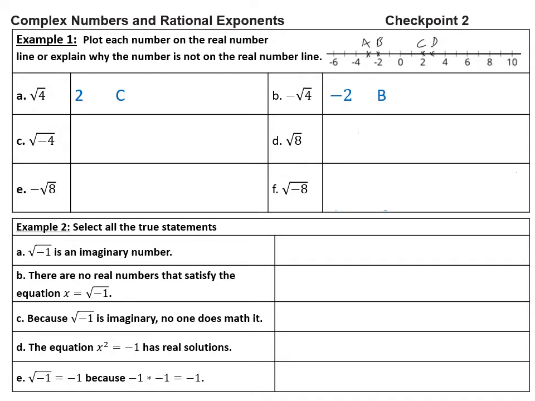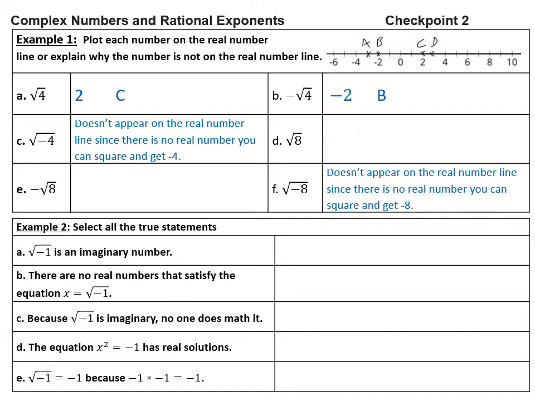Square root of negative 4. That doesn't appear to be on the real number line, since there is no real number you can square and get negative 4. That immediately also relates to F, because there's no real number that I can square and get negative 8. So now we need to take a look at square root of 8 and negative square root of 8.